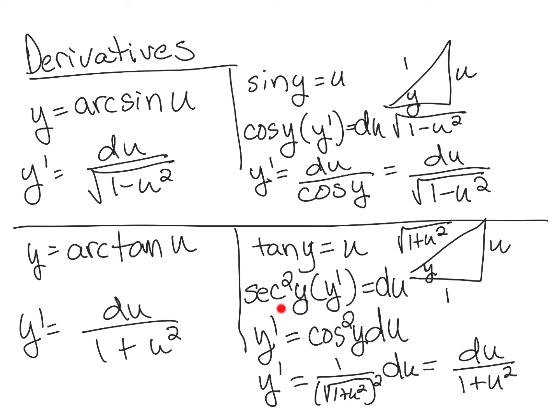Isolate the y prime by dividing both sides by secant squared. Well, secant is on the bottom, right? If I divide by the secant, I'm multiplying by the cosine. So the cosine of y is going to be adjacent over hypotenuse. So 1 over the square root, and I'm squaring it. So I get 1 over the square root squared, which just gives me this in my denominator. So the derivative of the arctangent is du over 1 plus u squared. Keep that format in mind.